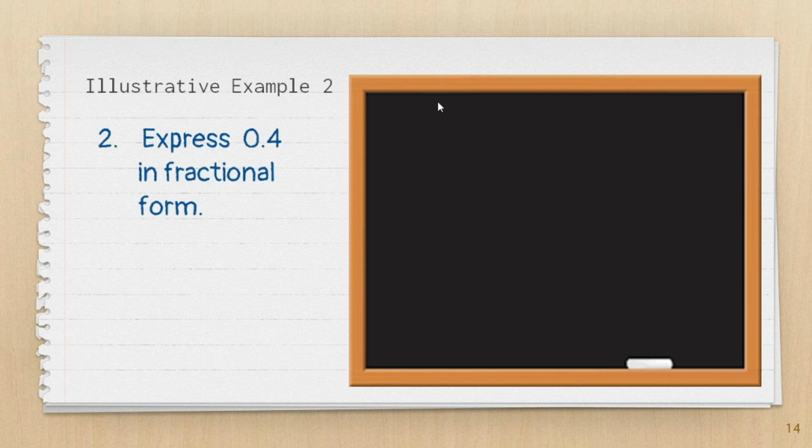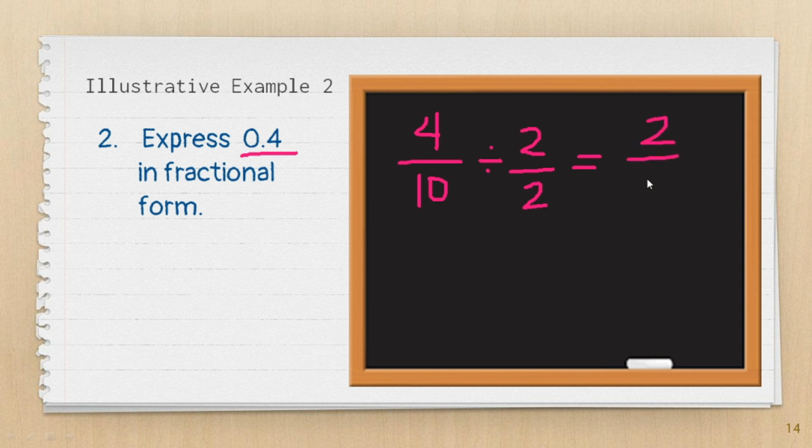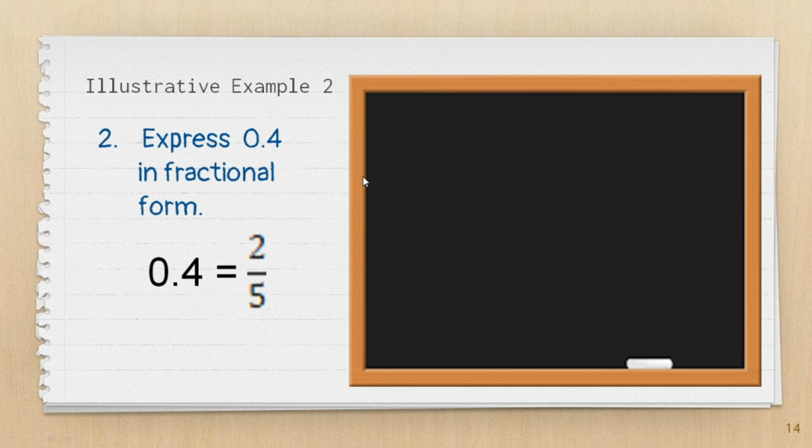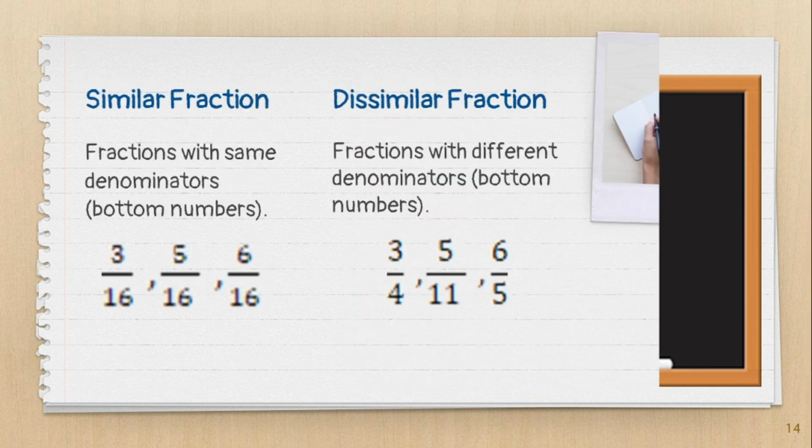Let's have number 2. Express 0.4 in fractional form. So, we have decimal na 0.4. Gagawin daw natin siyang fraction. So, basa natin dyan ay 4 tenths. Ibig sabihin, I have 4 over 10. So, tingnan natin, ano pa bang pwede nating i-divide kay 4 and kay 10? Still, we can divide this by 2. 2 over 2. So, we have 4 divided by 2, so that's 2. 10 divided by 2, that is 5. So, final answer, we have 4 tenths is equal to 2 over 5. So, ganun tayo maglipat ng fraction to decimal and decimal to fraction.